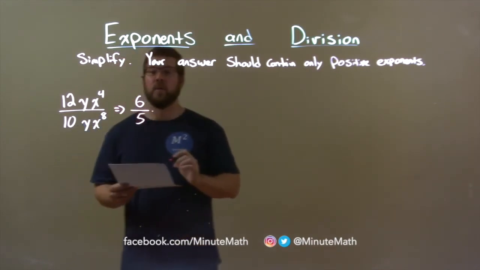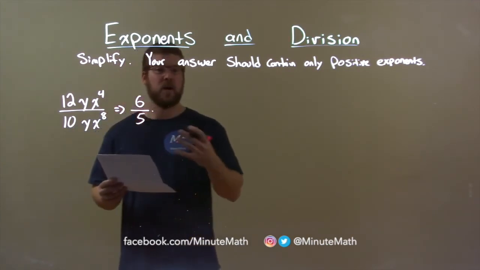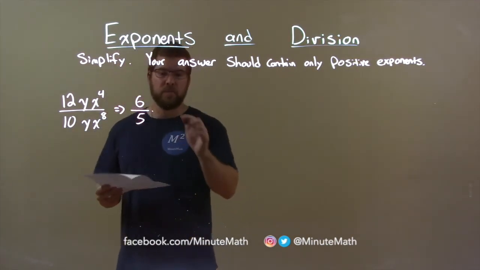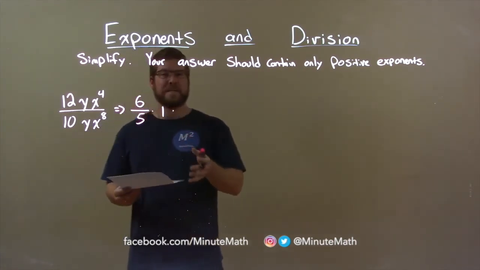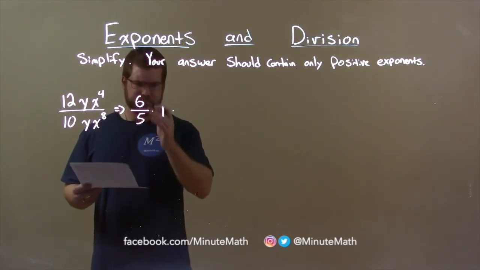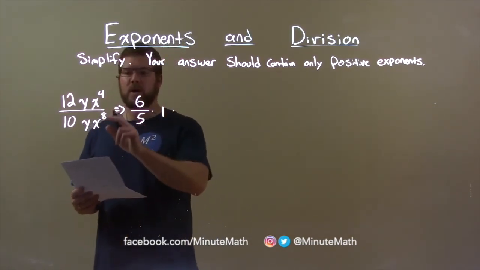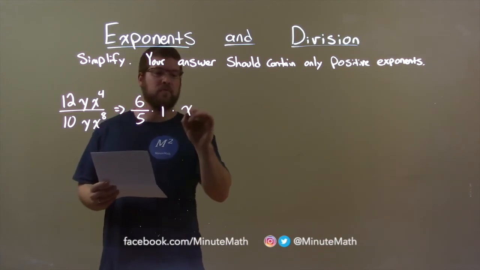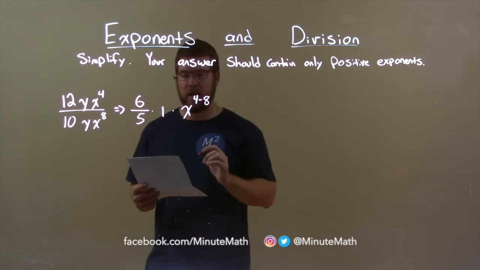Now let's look at the variable y. We have y divided by y, and any number divided by itself is 1. So y divided by y becomes 1, and multiplied by 1 doesn't really do anything. It's what we call the multiplicative identity. Lastly, we have the variable x. We have x to the 4th power divided by x to the 8th power. We subtract the exponents, and that's x to the 4 minus 8 power.